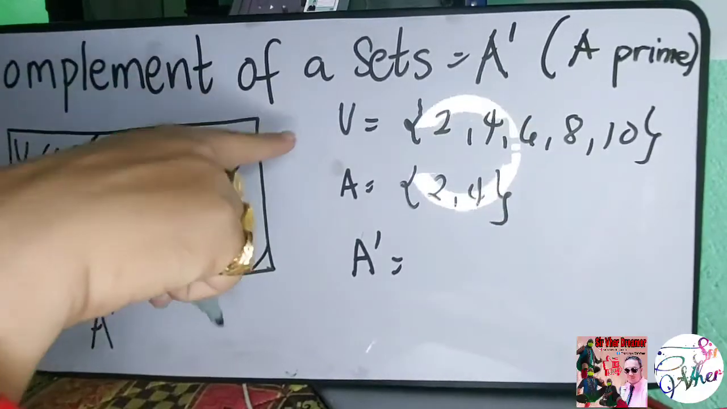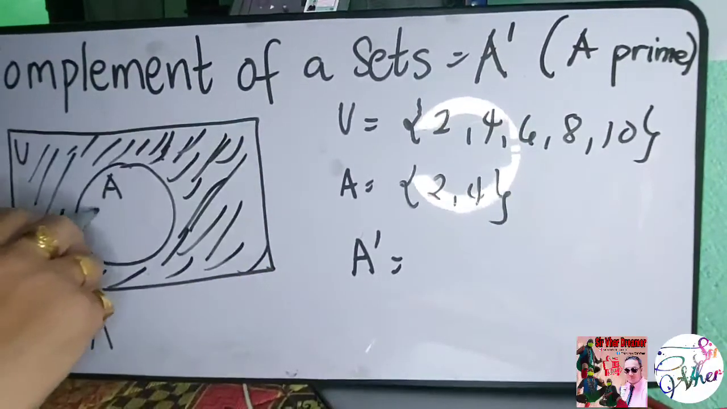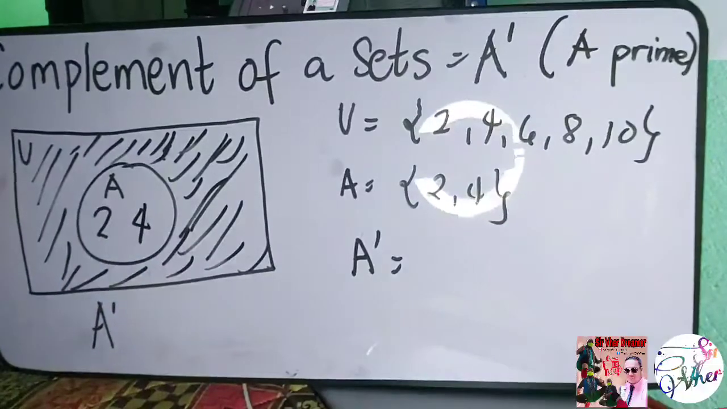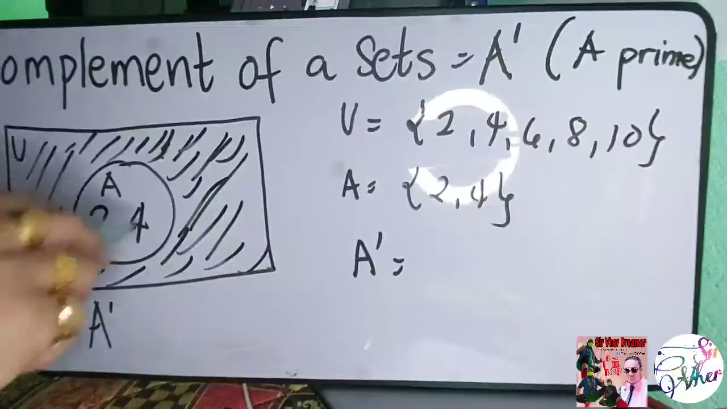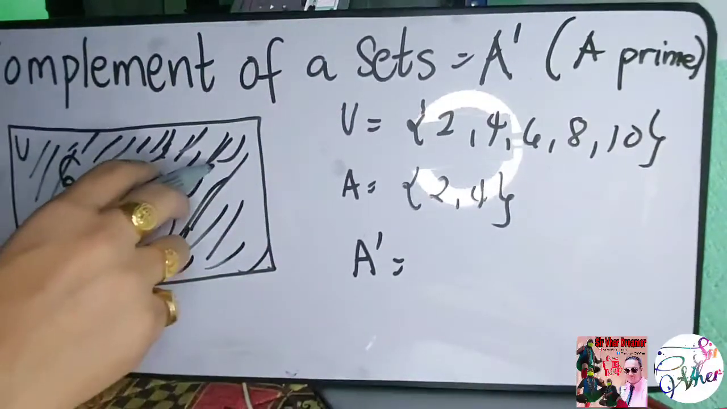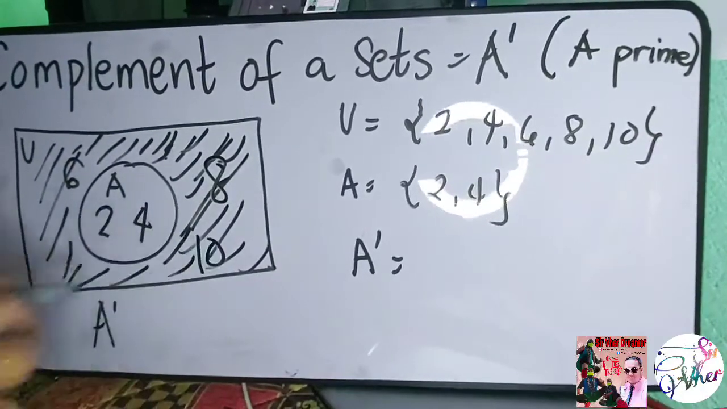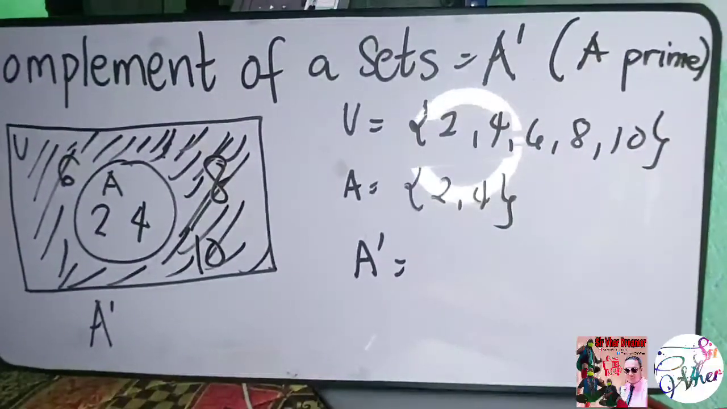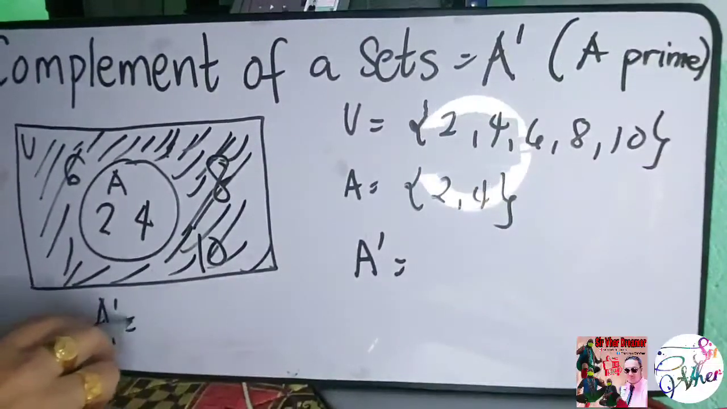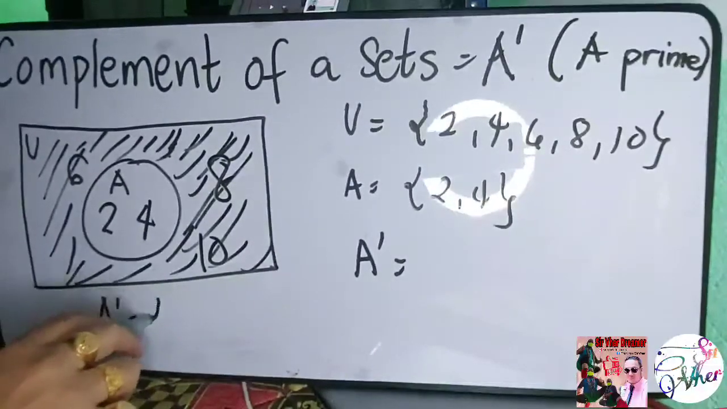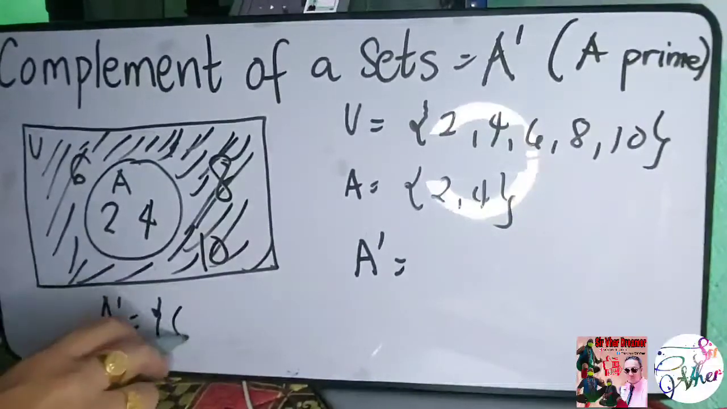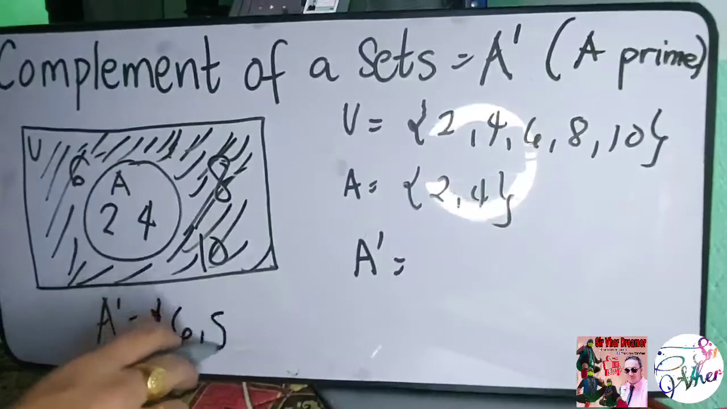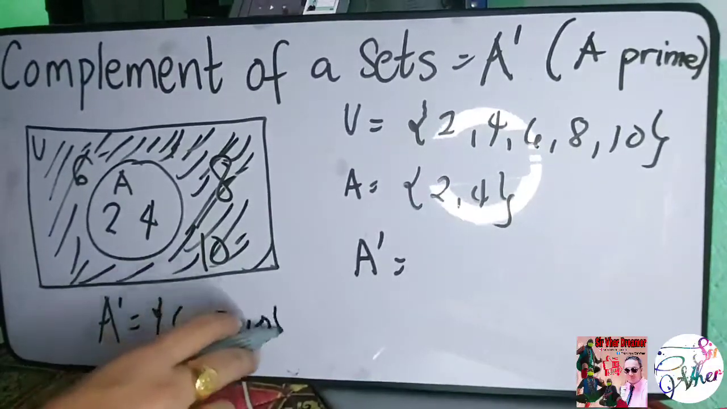If we are going to illustrate this, for example, we have set A: 2, 4. And we have the universal set. 2 and 4 are already included from set A. So we have the remaining 6, 8, and 10. So what are the elements of the complement of A, which is A prime? We have the following elements outside the set A, outside the circle: 6, 8, and 10. So these are the complement of A.